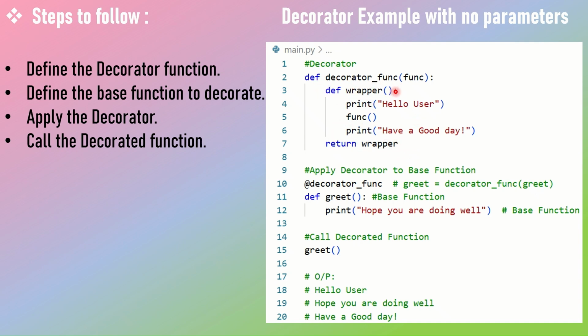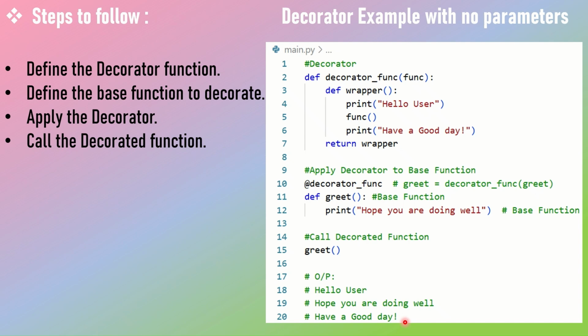Inside the wrapper function, we are printing one statement first, and then we are calling the base function, and then we are finally printing a message that includes have a good day. So in the output, first of all, it will print the message saying hello user, followed by the function call, which is the greet function that prints the message hope you are doing well, and then finally I'm wrapping up the function with another statement that includes have a good day.